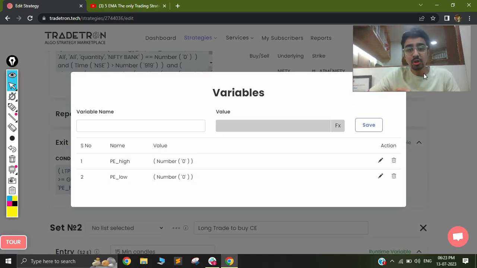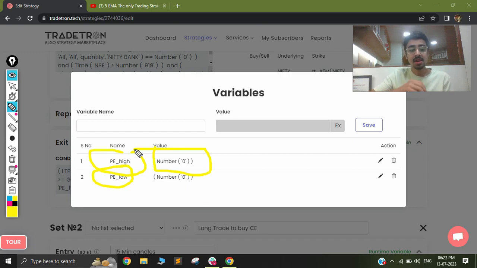I will now show you the runtime variables that I have generated for my exit conditions. Again, as you can see out here, I'm using my PE_high and PE_low, the same variable names, and I'm assigning a value of 0 to them. By assigning this 0 value, I'm making sure that I'm purging the variable after my exit has taken place, so that this variable doesn't interfere with any other part of my logic.